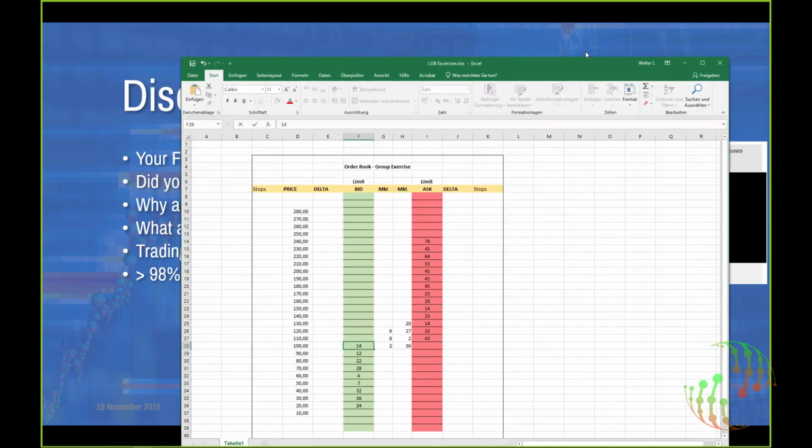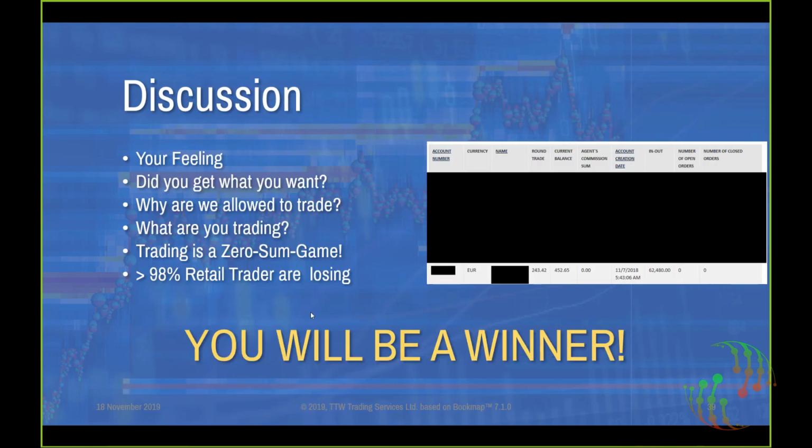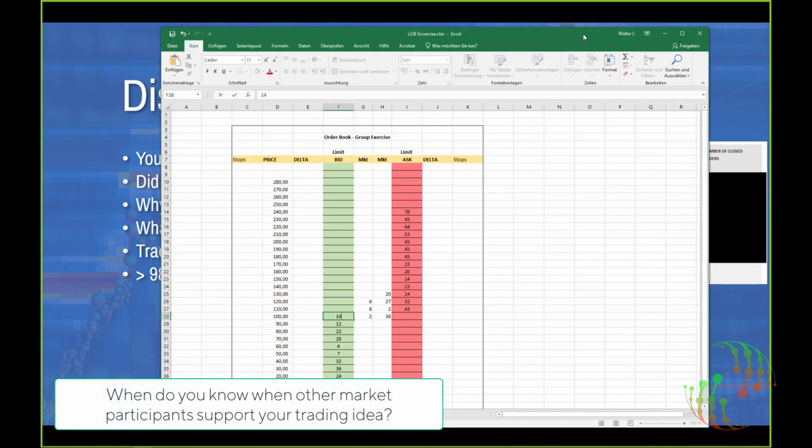But I would like to discuss with you, why are we allowed to trade? What is the reason that we are allowed to trade? Yes, we have access to every exchange in the world. What are you trading? And at least we should understand that trading is, in the end, a zero-sum game. He asked, when do I know when other buyers or sellers support my idea? Exactly. When do I know that?